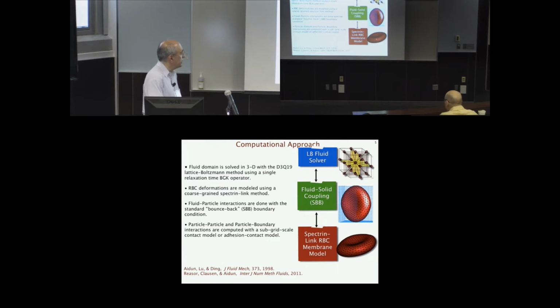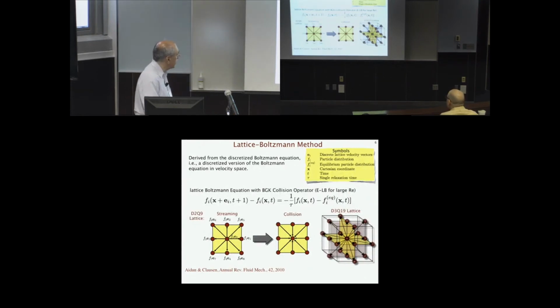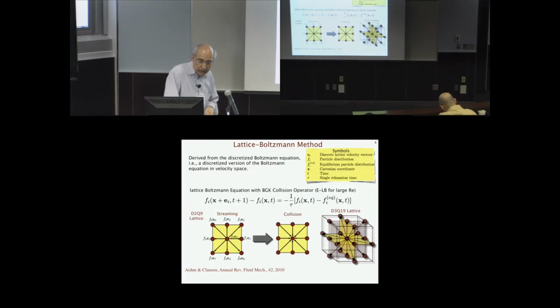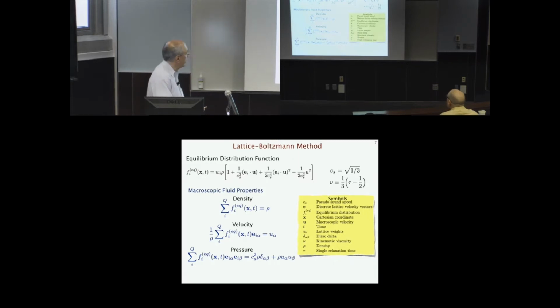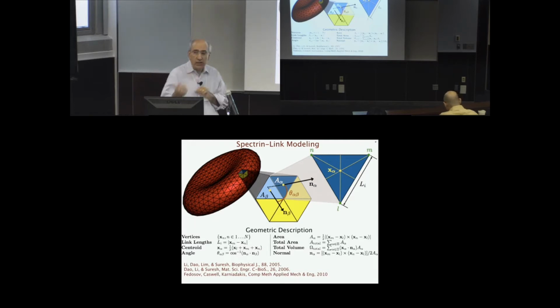And then for the RBC membrane, we are using the spectrin-link method for the deformation of the membrane. As I said, Lattice Boltzmann is a particle-based method. If you want to know more about it, in 2010 we had an annual review article describing Lattice Boltzmann and its progress to complex flows. Essentially, we can recover the continuum variables from the particle distribution functions, based on this quadratic equilibrium distribution function. For the spectrin-link modeling of the membrane, we essentially follow the method developed by these investigators here. And then our contribution was to take this and couple it to the Lattice Boltzmann method. So that's the coupling between spectrin-link and Lattice Boltzmann.